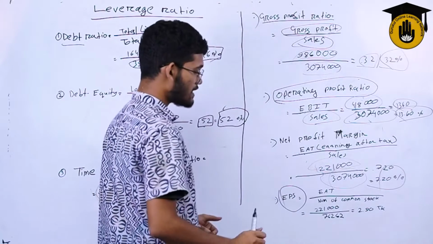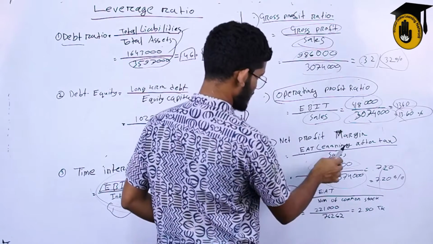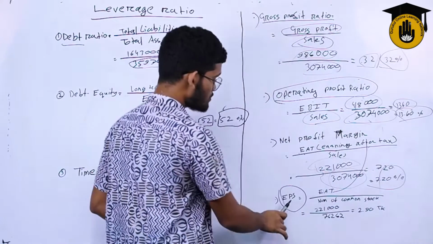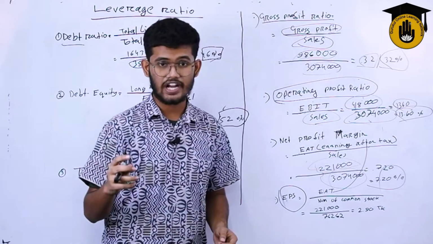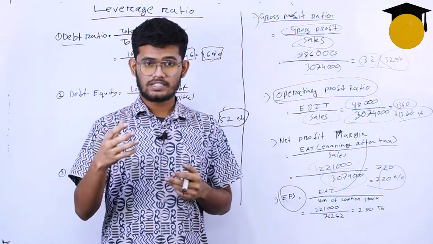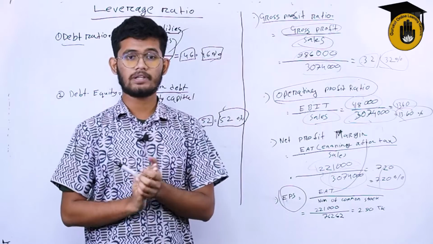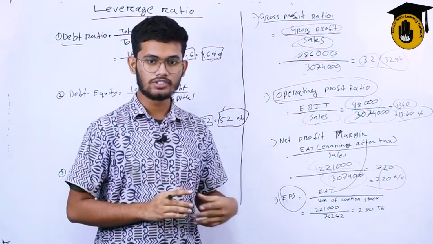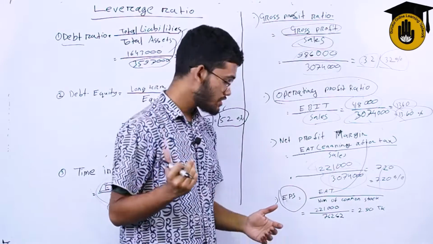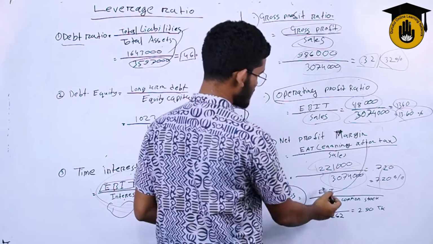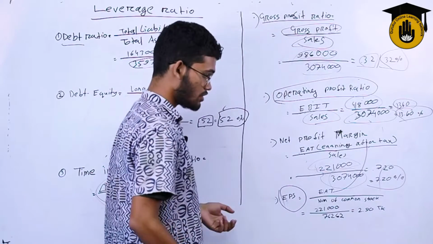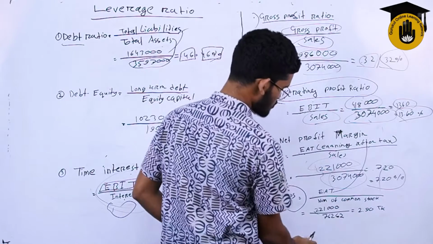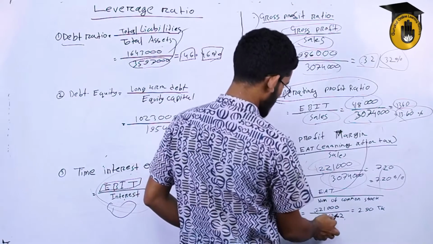Then lastly, EPS. The term will be given directly in the question. EPS means earning per share. EAT is earning after taxes. So EAT divided by number of common stock. Earning per share means we bought some general shares from a given public company. The amount of profit we are getting from each share is called the earning per share. So the calculation for profit per share is EAT, earning after taxes, divided by number of common stock. Number of common stock means number of general shares. So EAT was given 221,000 and number of common stock was whopping 762,062.